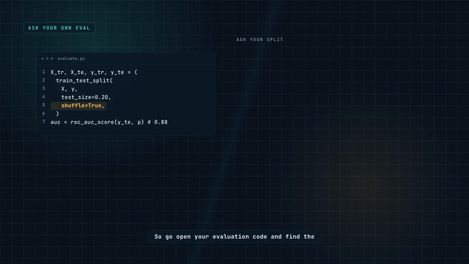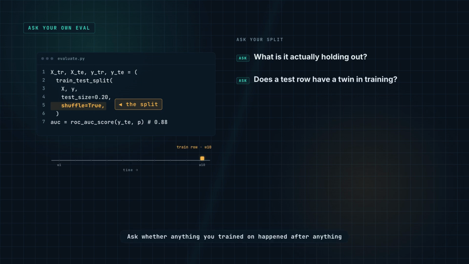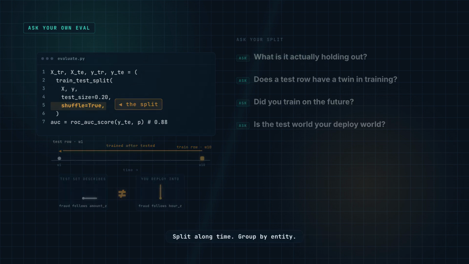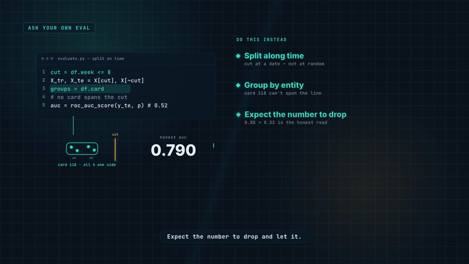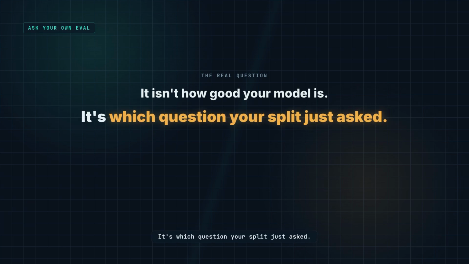So go open your evaluation code and find the split. Ask what it's actually holding out. Ask whether a row in your test set has a twin in training. Ask whether anything you trained on happened after anything you're testing on. And ask whether the world your test set describes is the world you're deploying into. Split along time, group by entity, expect the number to drop and let it. The real question isn't how good your model is. It's which question your split just asked.